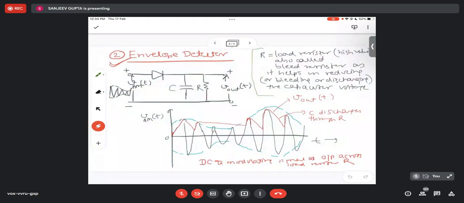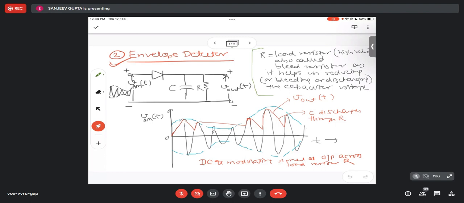So the capacitor is discharging. Because of the high value of the capacitor, it is fast discharging. Otherwise, slow discharge will be there. And my output consists of the DC and the modulating signal. Now I want to remove the DC also, because my aim is to get only the output.